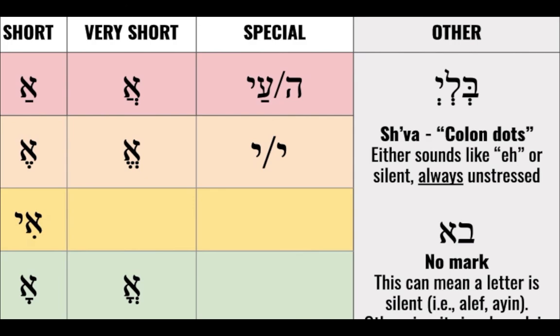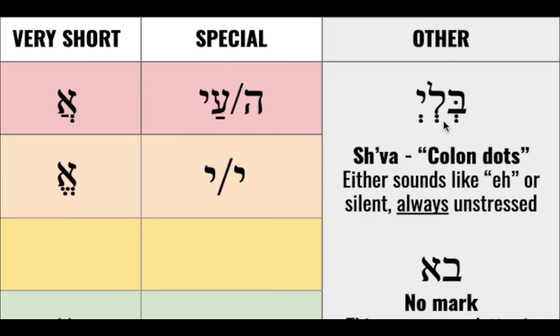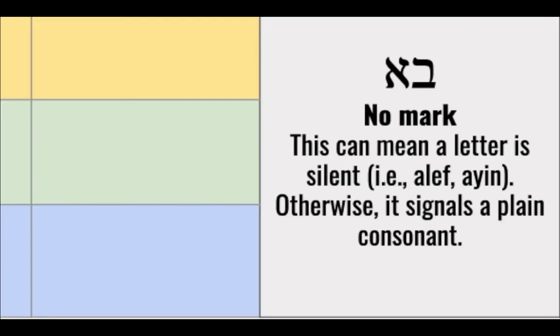And now, let me explain why we use these colons. These colons are the shape of the shva, again, colon dots, which either sounds like eh or silent, and they're always unstressed. The word shva means empty vowel, and it's very, very short. So that's why we use it with these. So, b, le, ye, bereshit, in the beginning, lemayim, to the water. They can change in pronunciation depending on their placement in the word and the context, and then you'll see no mark.